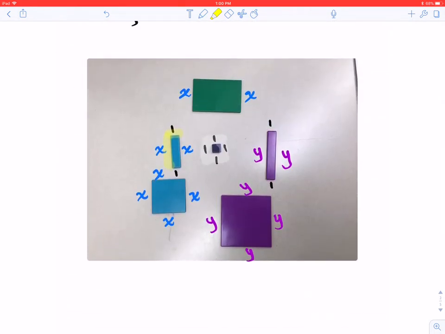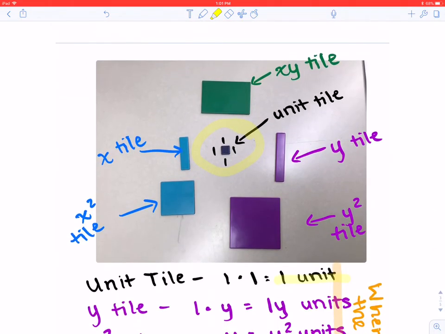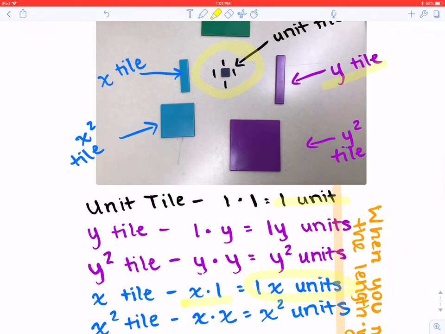All right, how about this one? We have 1, see this unit tile will fit perfectly up there, by Y. So if we multiply that together, we have our Y tile, which we call Y units.